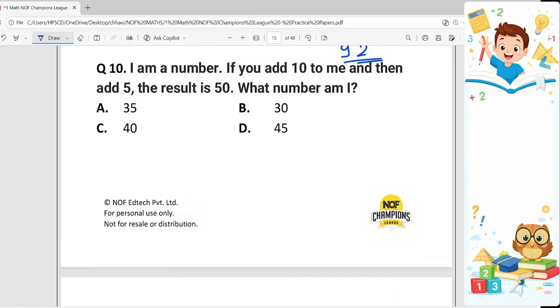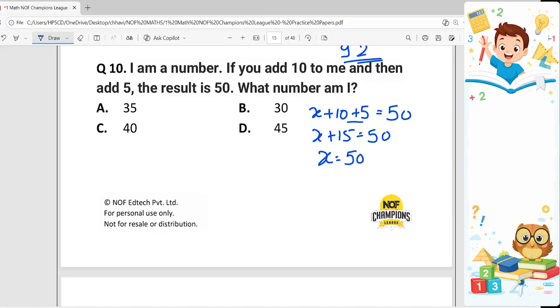10th, I am a number. If you add 10 to me and then add 5, the result is 50. What number am I? See, now I am a number, so let's say the number is equal to x. If you add 10 to me and then add 5, the result is 50. Result is means equal to 50. Now x plus 15 is equal to 50. We added these two. Now we have to find the value of x.